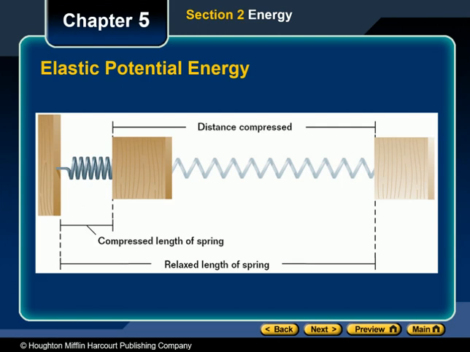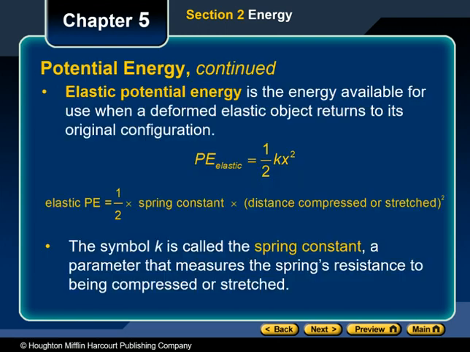Elastic potential energy can be determined using the following equation. Elastic potential energy is equal to 1/2 the spring constant times the distance compressed or stretched squared. The symbol K is called the spring constant or force constant. For a flexible spring, the spring constant is small, whereas for a stiff spring, the spring constant is large. Spring constants have units of newtons divided by meters. This is N/m.